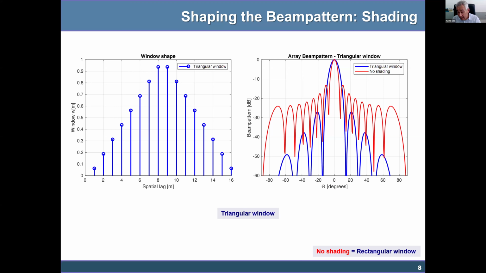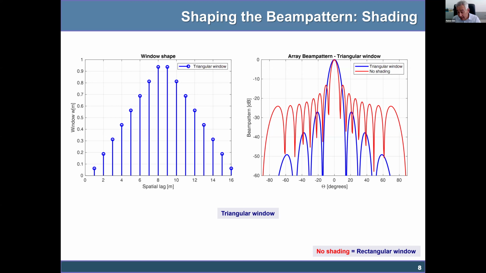Another very well-known window is the Blackman-Harris window. It is done like this. So you have much lower side lobes. I decided to stop at -60, so the side lobes are below -60. And you can see you reduce the side lobes a lot, but at the cost of a large worsening of the resolution.